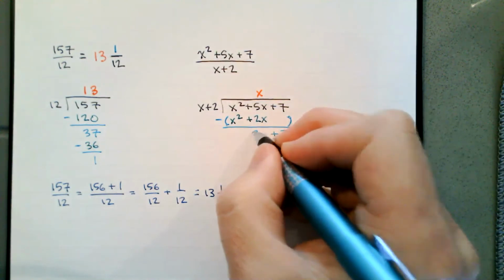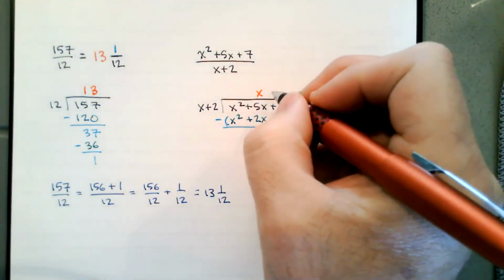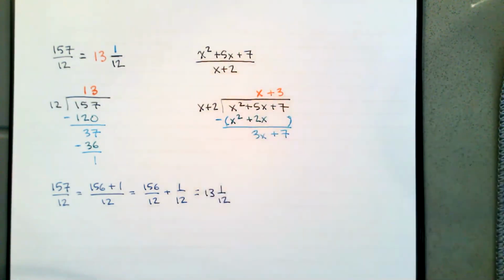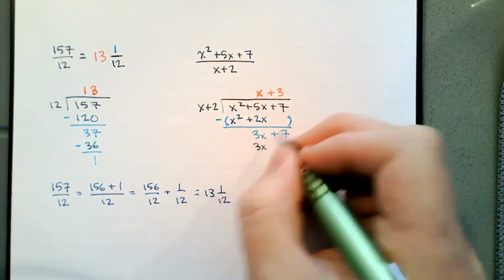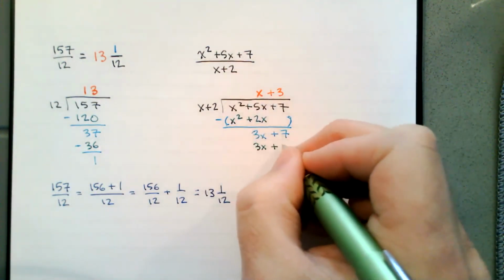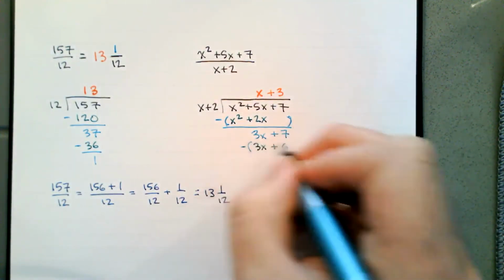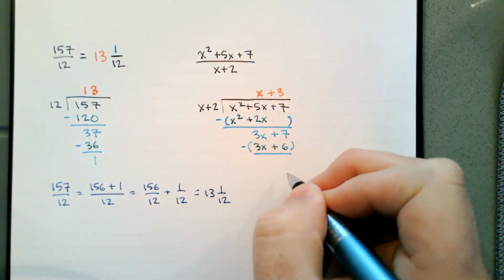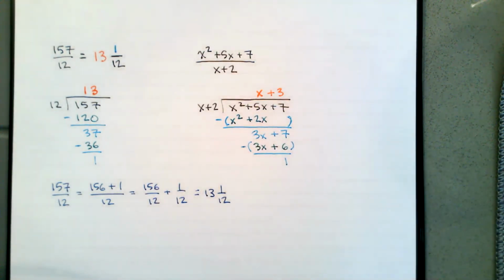And then we continue asking the same question. How many times can we subtract x plus 2? 3 times, same as before. 3 times x is 3x. 3 times 2 is 6, and we subtract. Minus 3x is no x, like we wanted. 7 minus 6 is 1 left over.